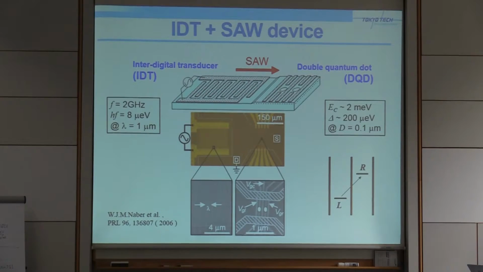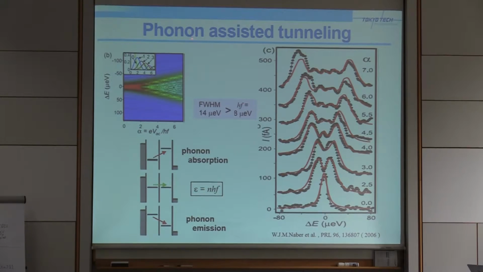To prove this surface acoustic wave coupling to the quantum dot, we employed a surface acoustic wave measurement. We launched a surface acoustic wave from an interdigital transducer and irradiated the double dot to induce a transition from the left dot to the right dot, for example. This is a typical phonon-assisted tunneling characteristic. Unfortunately, the width of the peak is a little bit larger than the phonon energy, so we cannot resolve the individual phonon-assisted transitions.